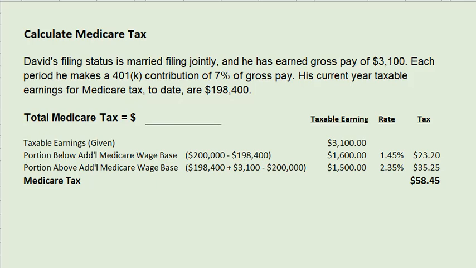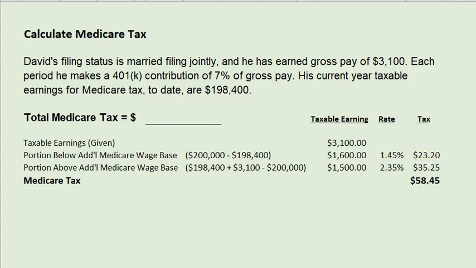Taxable earnings given is $3,100. Next, determine the portion of earnings that's below the additional Medicare wage base. And the base here is $200,000 because the filing status is married filing jointly. The taxable earnings for Medicare tax to date given is $198,400. So the difference between the threshold and the $198,400, the year-to-date taxable earnings for Medicare tax, is $1,600. And we apply the normal rate of 1.45%. That comes out to a tax of $23.20.